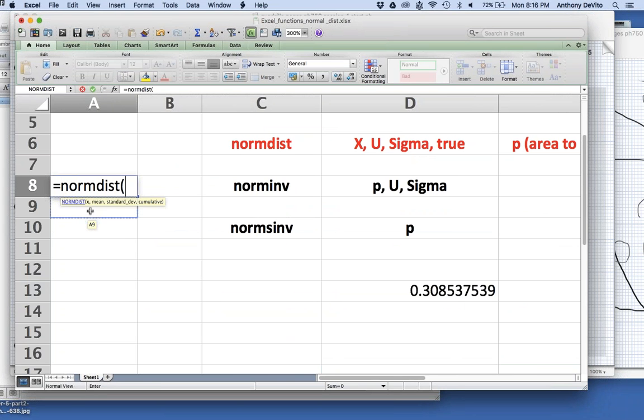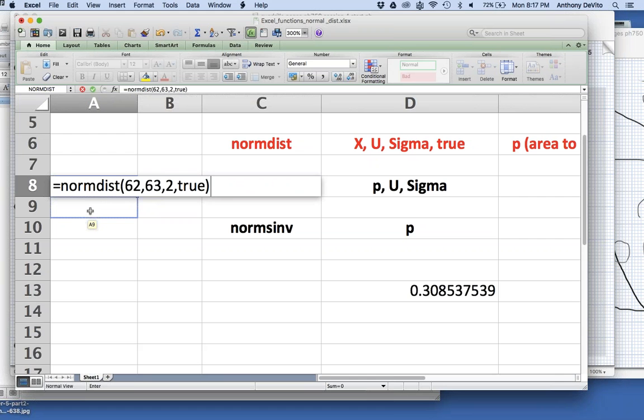It says, the following things are what you need to give me. You need to give me what x is, the value you're interested in, which is women that are 62 inches or shorter, comma, the mean, which is 63, comma, the standard deviation, 2, comma, cumulative, which you're always going to write in as true in this particular function.